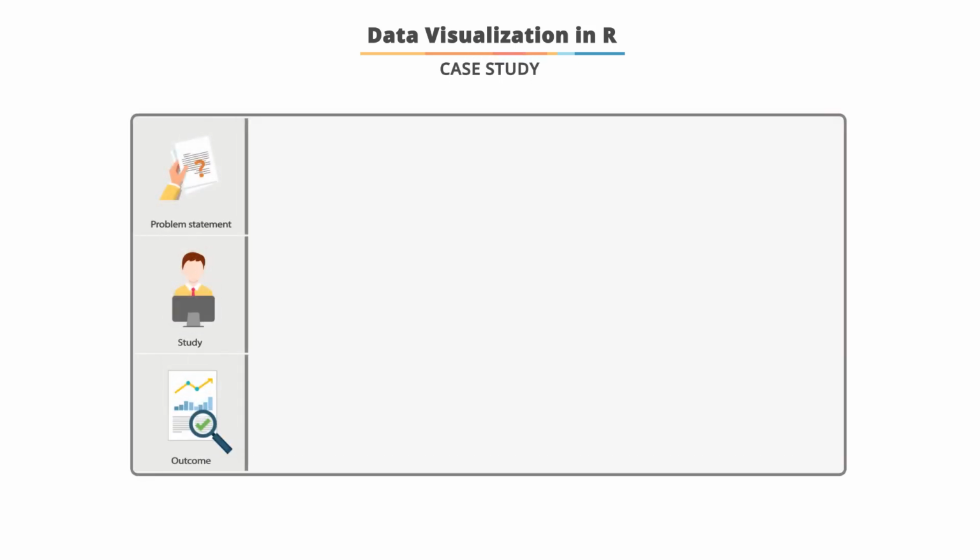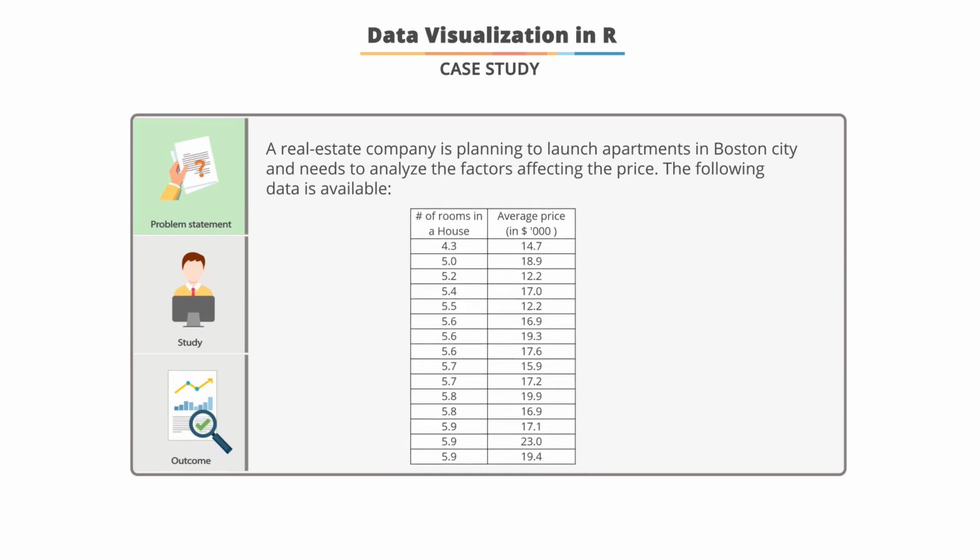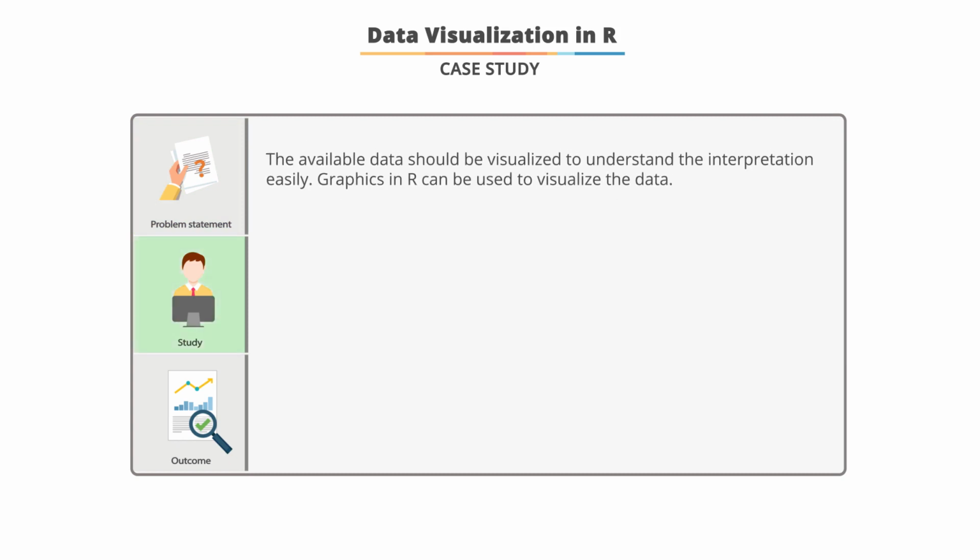Now, let's go through an example. A real estate company is planning to launch apartments in Boston City and needs to analyze the factors affecting the price. And so the following data is available. You have data on the number of rooms in a house and the average price of houses in the hundreds of thousands. This available data should be visualized to understand the interpretations easily.